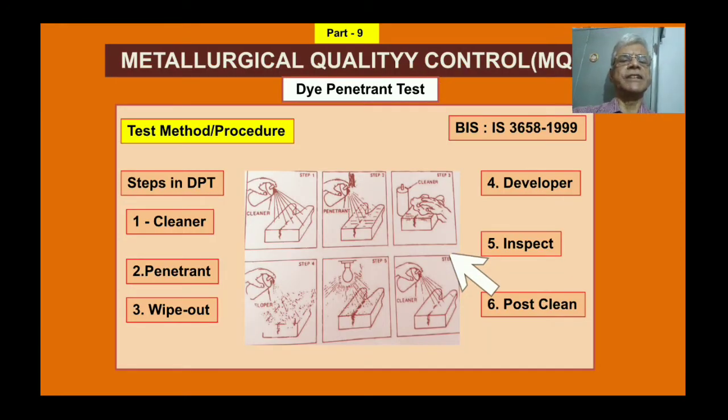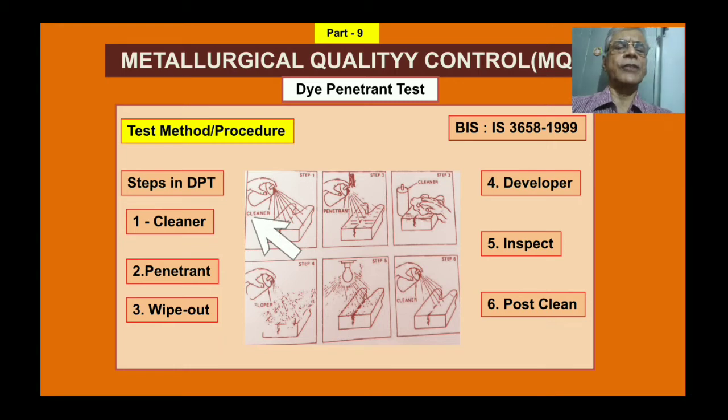Now the test method and procedure. This says basically what the steps involved in DPT are. See, the first step is cleaning. But prior to cleaning, there is even one more step called pre-cleaning, because whatever item you are getting may be rusty, or have some paint mark or something. First you have to remove those things. That operation is known as pre-cleaning.